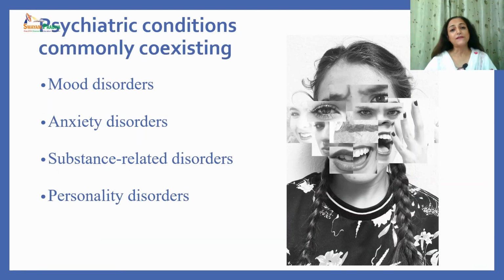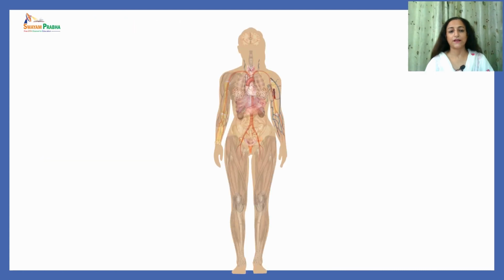So there could be some psychiatric conditions commonly coexisting with bulimia nervosa, which could be certain mood disorders, or it could be anxiety disorders. Then the person may be having some substance related disorders, where alcohol abuse or stimulant abuse could be there. And along with that, some of them may have some personality disorder also.